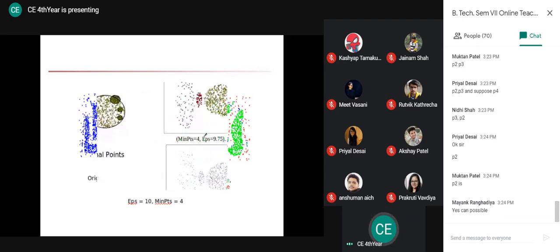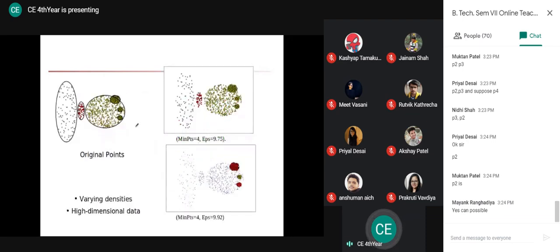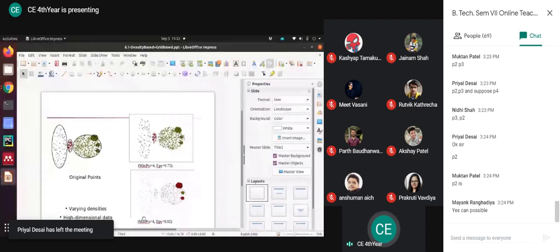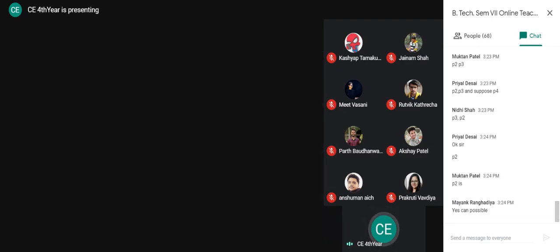And this last slide shows where this density based algorithm may not perform well, whenever you have this kind of data. Density may be of different size, and if it is higher dimension data. So with this, let's conclude this density based algorithm. Next session we'll start the next category, that is grid based algorithm. Thank you.